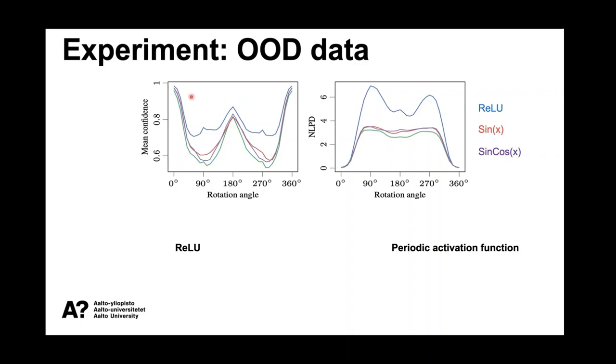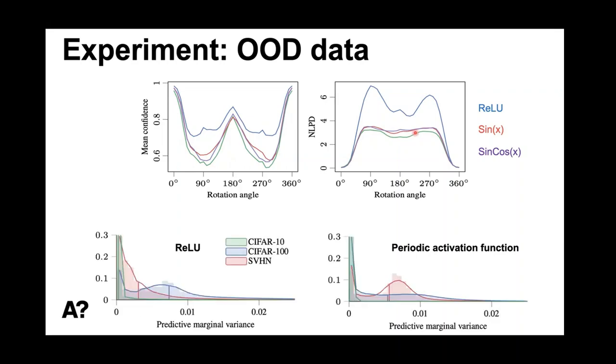What you see here is the blue line is the ReLU network. This tends to be reasonably confident all over, while those other activation functions introduce a more conservative behavior. So you're less confident about your prediction, which is kind of what you want. And the negative log predictive density, which is shown here, is a similar measure and tells you more or less the same story.